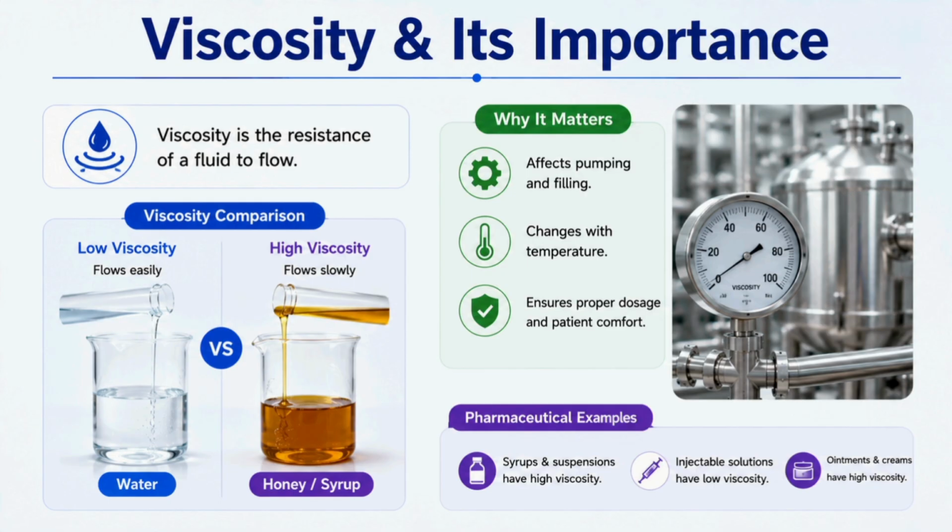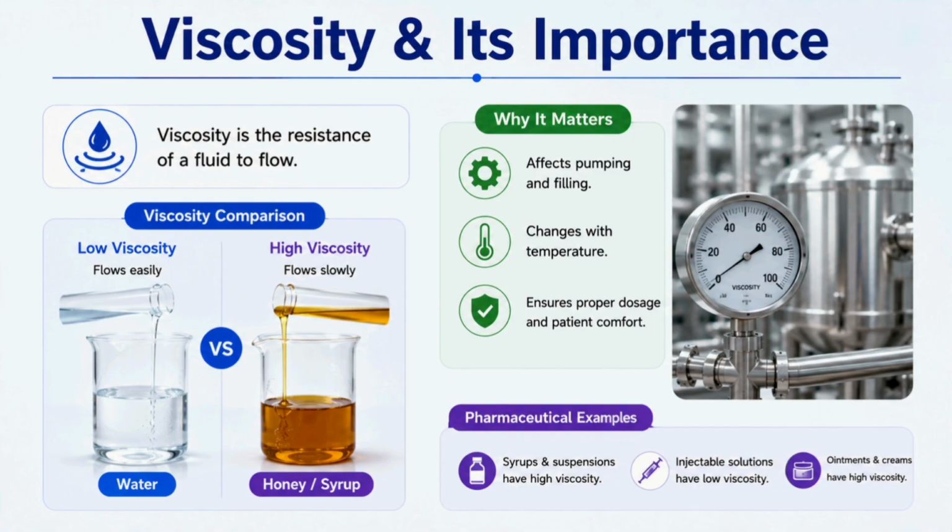Temperature also changes the viscosity. So here temperature is inversely proportional to the viscosity. As the temperature increases, what will happen? The viscosity will automatically decrease. So hot liquids flow faster than cold liquids. Pharmacists measure the viscosity to ensure proper medicine quality. The correct viscosity improves patient comfort and dosage accuracy also.